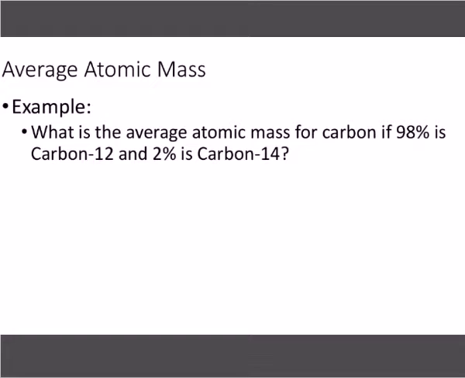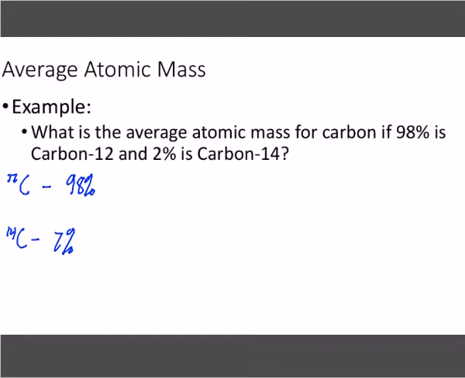I highly recommend, and you'll see me do this all year long, that you keep track of your numbers. Bookkeep well. What I mean by that is, we've got carbon-12. That's one of our isotopes. It is 98% abundant, so our percent abundance is 98. We have carbon-14, and it's 2%.